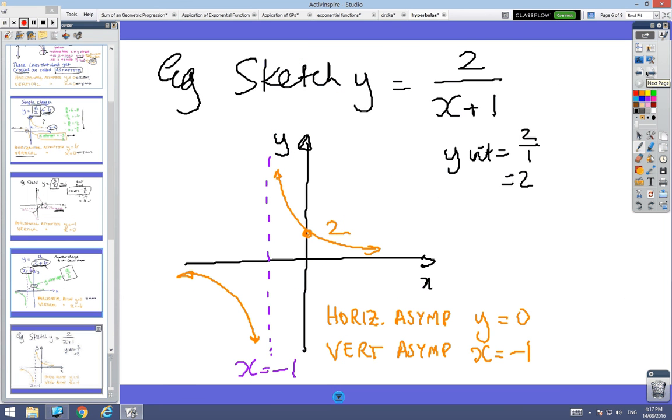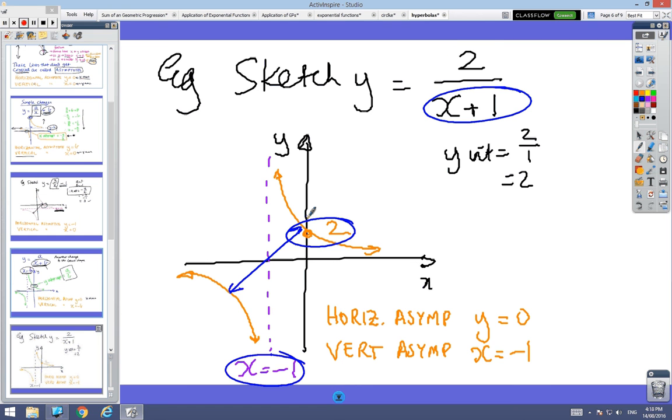So what we're going to do is we'll have a sketch of y equals 2 on x plus 1. So whenever you see a number on the bottom, we do the opposite. And so we're going to push it back to x equals -1, and we're going to have the same shape as always. So it's going to be on opposite sides again.